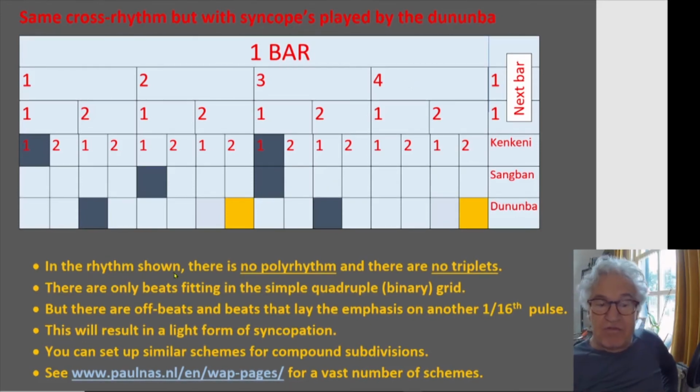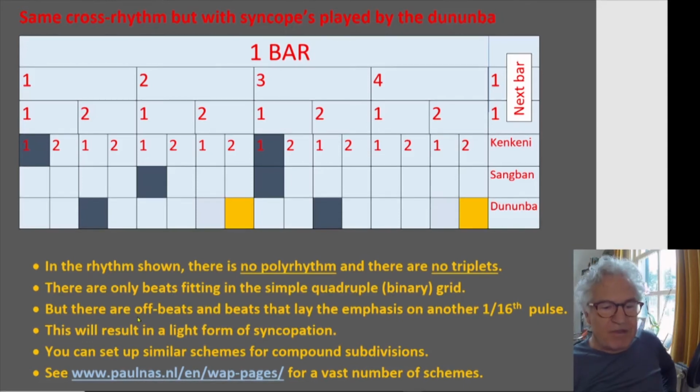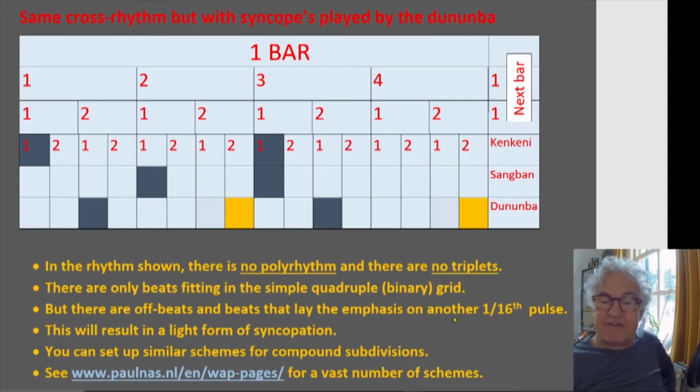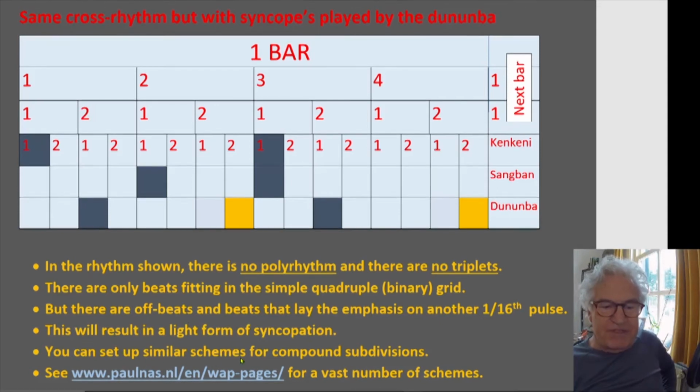Right? In the rhythm shown, there is still no polyrhythm involved, and there are no triplets. There are only beats fitting in the simple quadruple or binary grid. But there are offbeats and beats that lay the emphasis on another 1/16th pulse. This will result in a light form of syncopation. You can set up similar schemes for compound subdivisions with triplets involved.